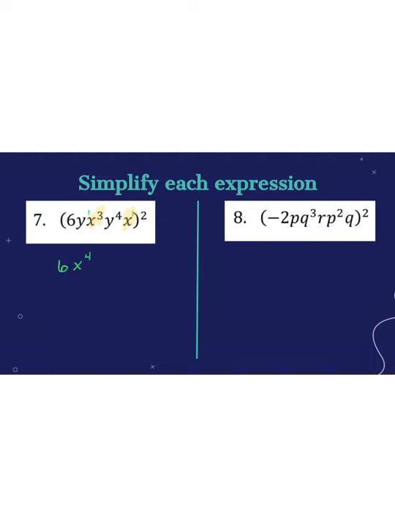Then I'm going to look at my y's because y's come next in the alphabet. I have 1 y right here and I have 4 y's right there. So that's going to be y to the fifth. And then I don't have anything else. I've covered everything that I need to. So all of that is going to go in parentheses, and then you're going to raise it to the 2.